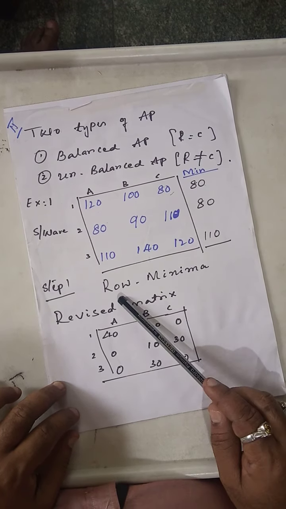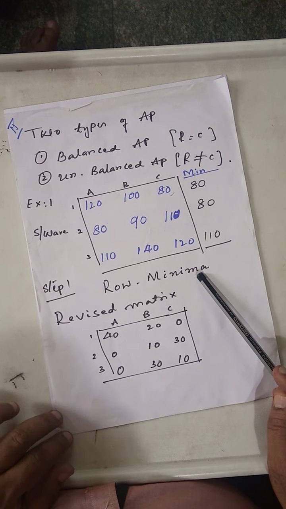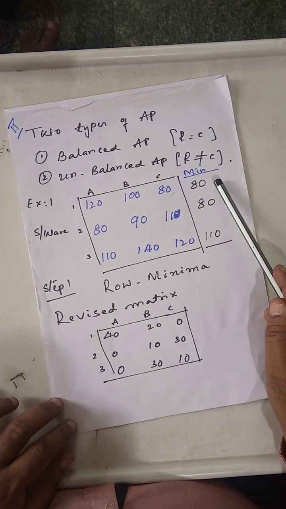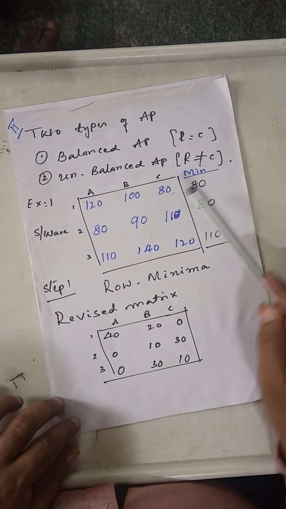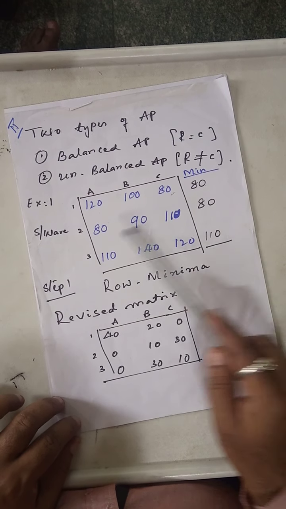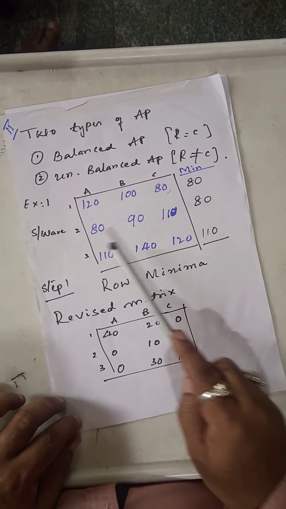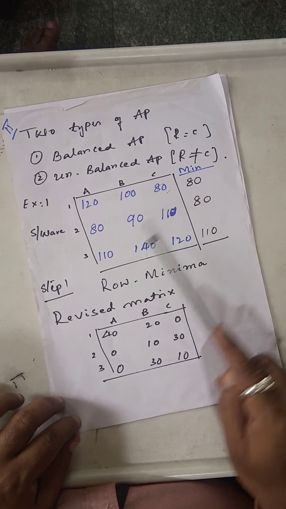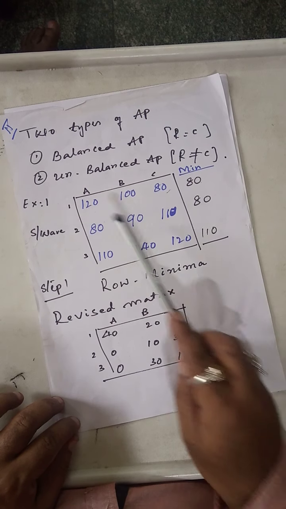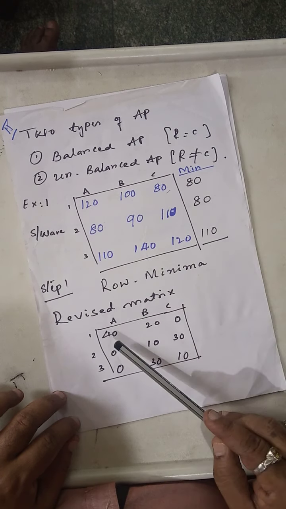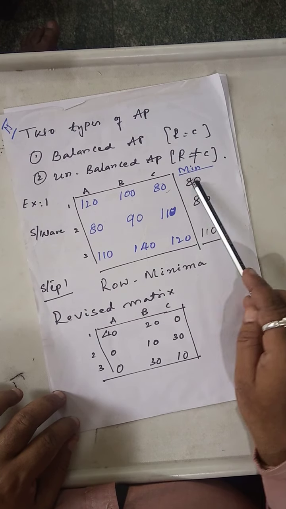Now, row minimum operation, we are going with step number 1. It says take the difference of the minimum with regard to each and every row. Now, if we say 120, 100, 80, the minimum is 80. The second row, the minimum is 80 again. The third row, the minimum is 110. If we take the difference, 120 minus 80 is 40, 100 minus 80 is 20 here, 80 minus 80 is 0.